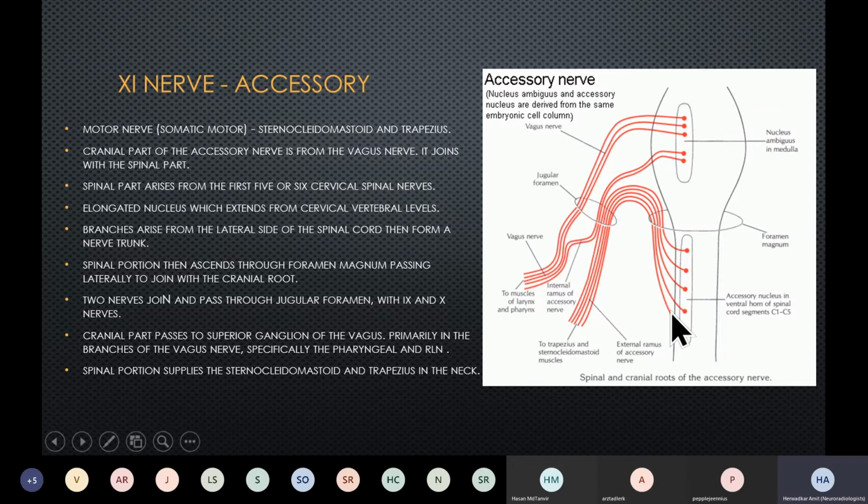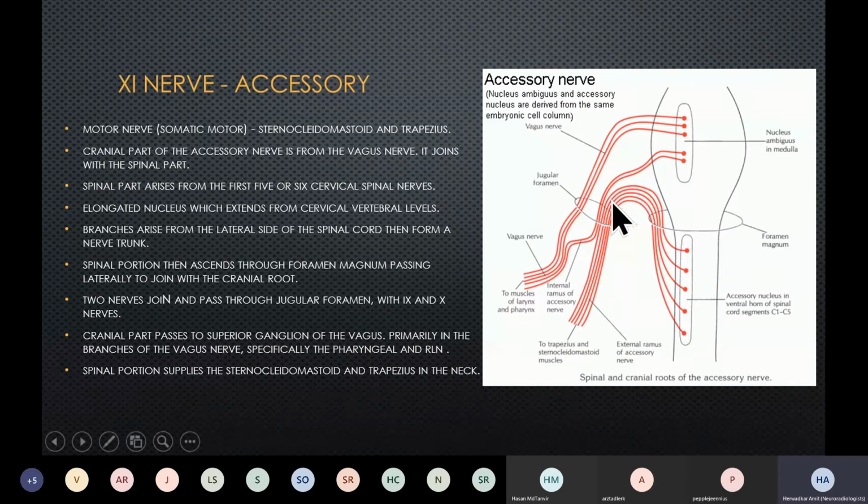But it is this spinal component of the accessory nerve which comes off from the spinal cord. From the anterior aspect, the nuclei, then the rootlets will come off from the lateral aspect, and then they ascend up the spinal canal, which is very unusual, go through the foramen magnum, and then join the intracranial or the cranial part of the accessory nerve.